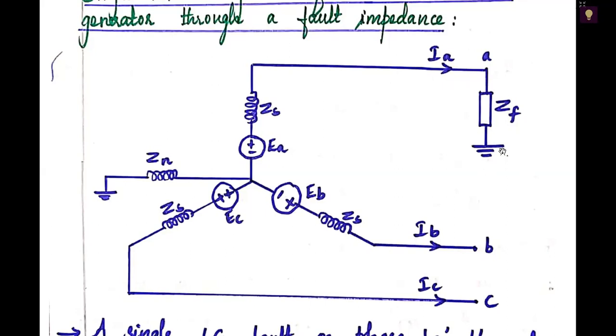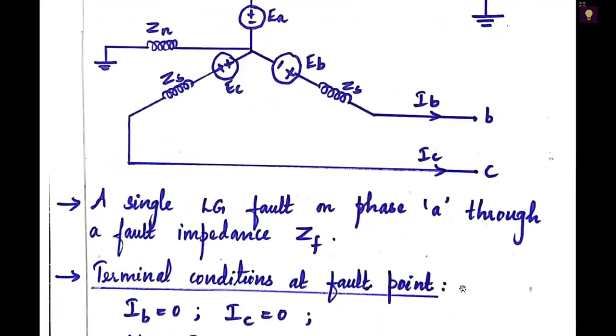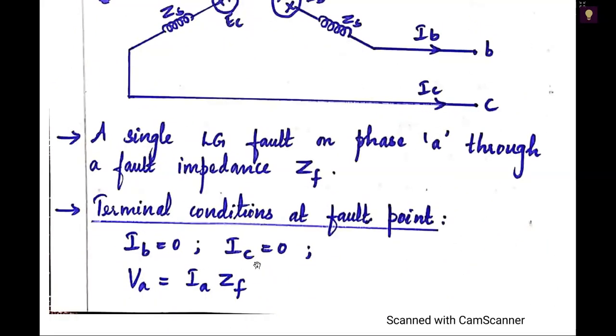Before starting the analysis, we have to define the initial terminal conditions. It is an unloaded generator, so terminals B and C are left open. We write IB is equal to 0, IC is equal to 0. And the voltage at terminal A, VA is equal to IA into ZF. So we have defined the terminal conditions: IB equals 0, IC equals 0, VA equals IA into ZF.